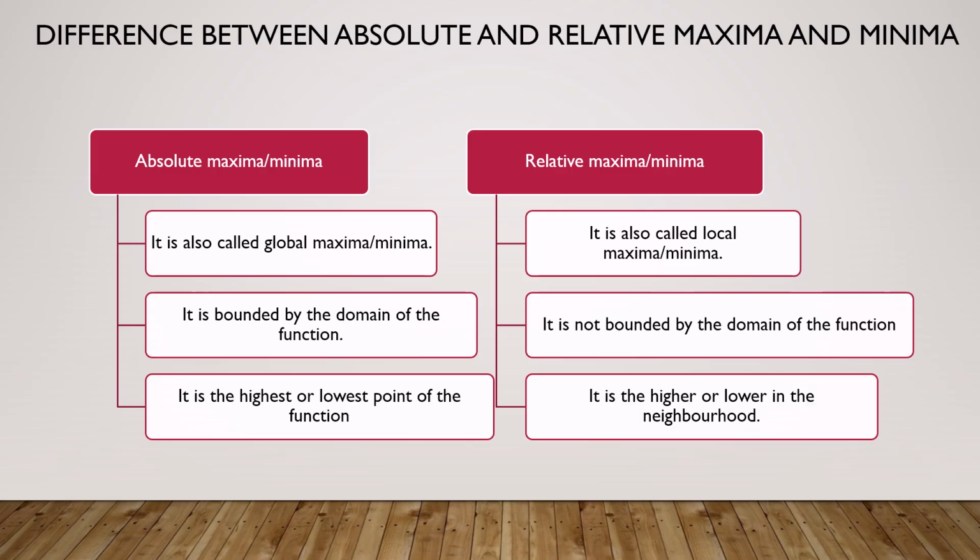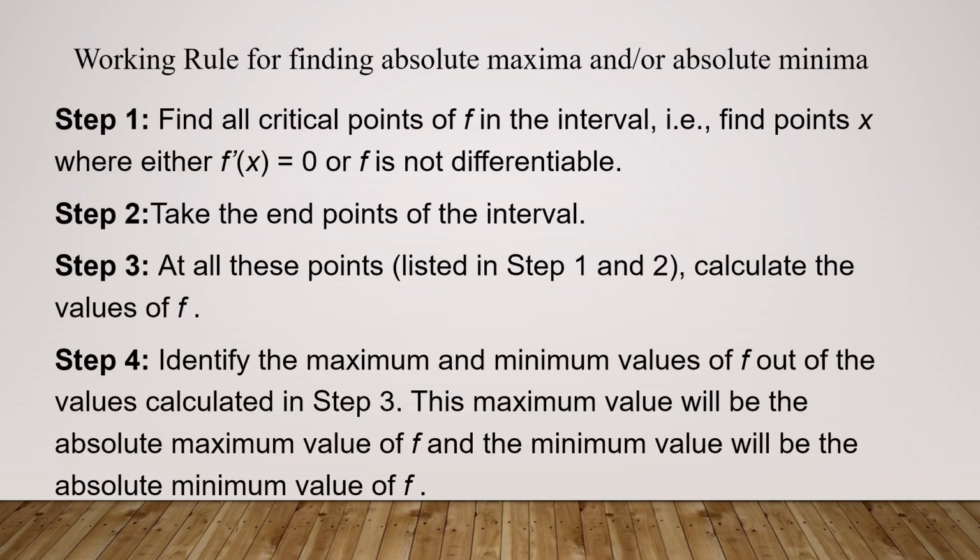For the absolute maxima or minima, it is the highest or lowest point of the function, while for the local maxima or minima, it is the higher or lower in the given neighborhood. So this is the main difference. Now see how to actually use it in the examples.